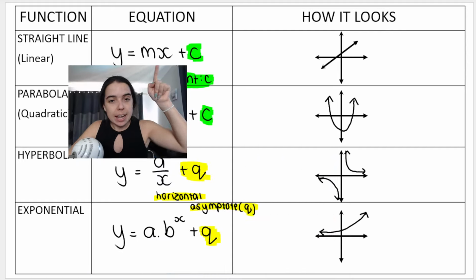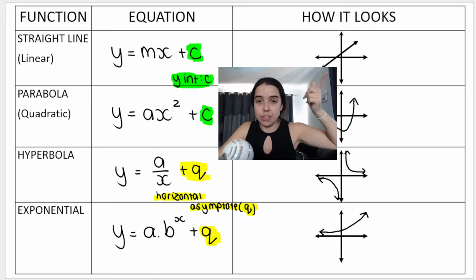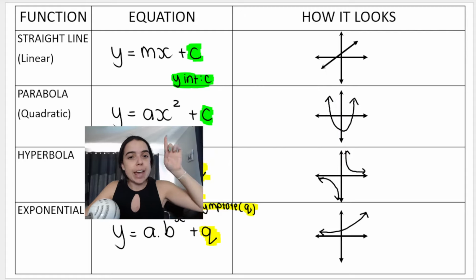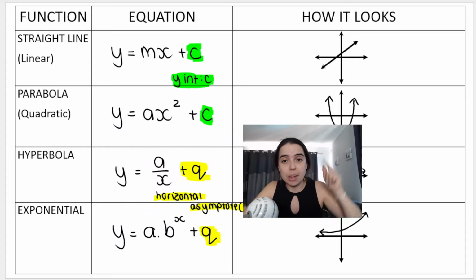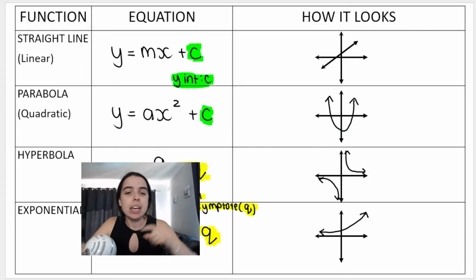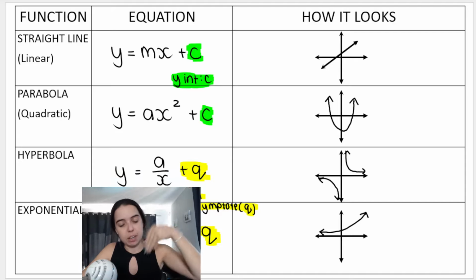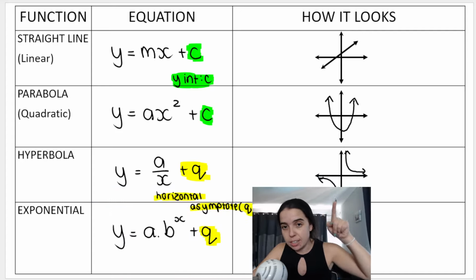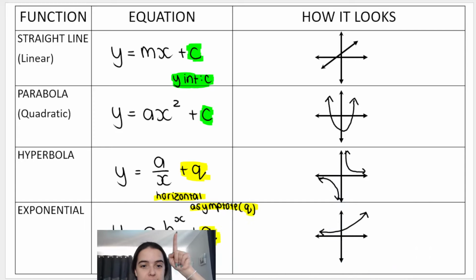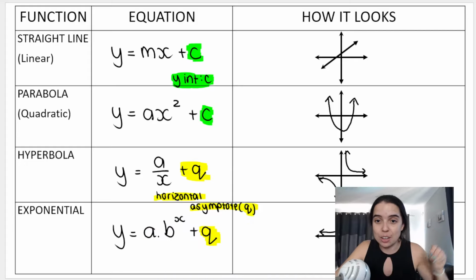So if you see mx plus c, something like this, we know it's going to be a straight line function that looks like this. As soon as you see x squared, we know we're dealing with a quadratic function, a parabola, that will look like this. If we are dividing by x, so if x is at the bottom, if it's in the denominator, we know we're dealing with a hyperbola, which looks like this. And if x is the exponent like this, we know we're dealing with an exponential function.